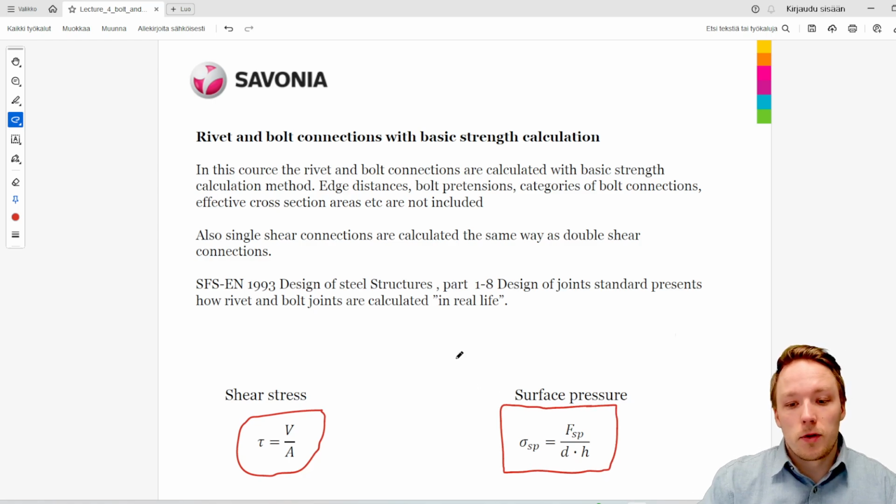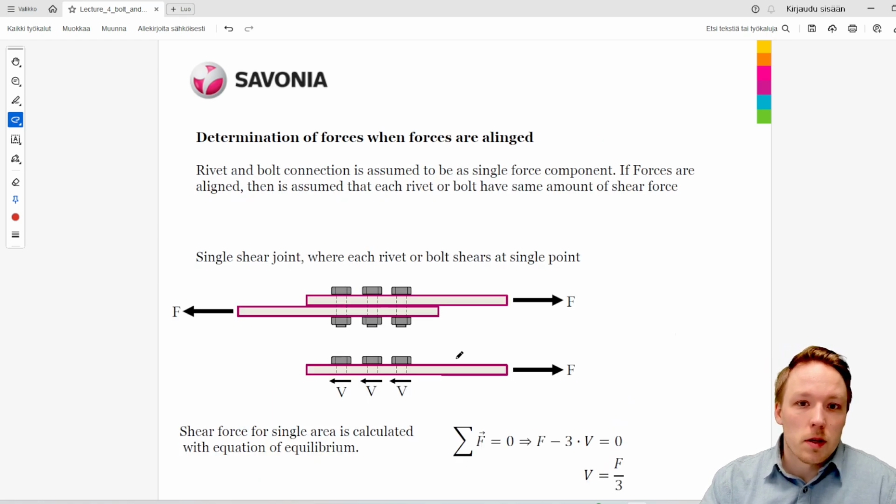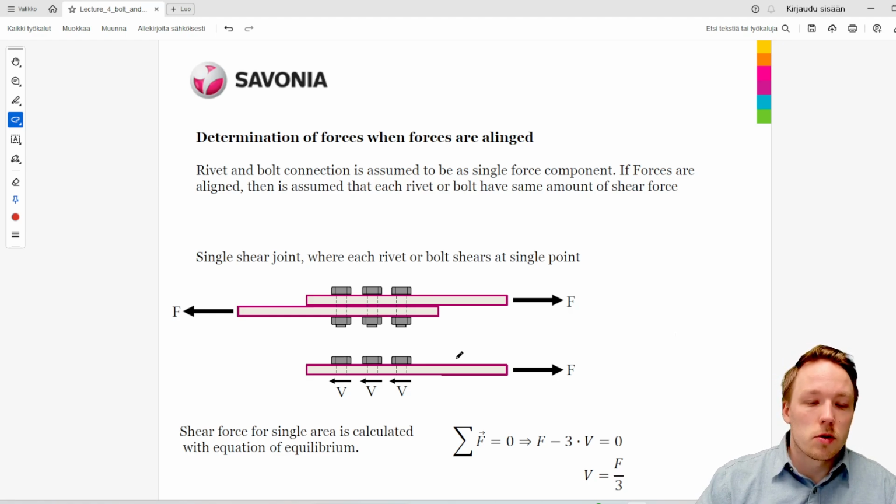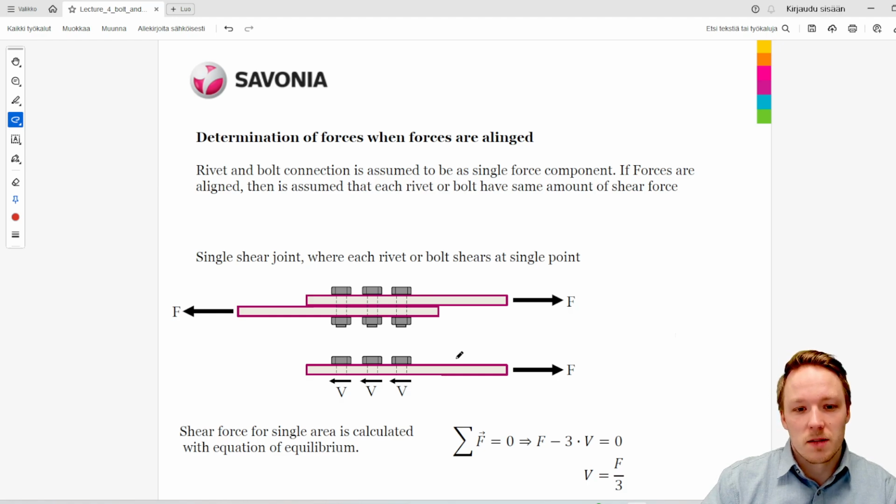In the coming few slides I will be introducing some basic joint types of riveted and bolted joints, and also some terms related to those, and also we're going to talk about the surface pressure. So far we've been doing calculations for basic shear cases. We have had some basic designs like glued joints, and we have also had some welded joints. Now we're talking about shear of bolts and rivets.